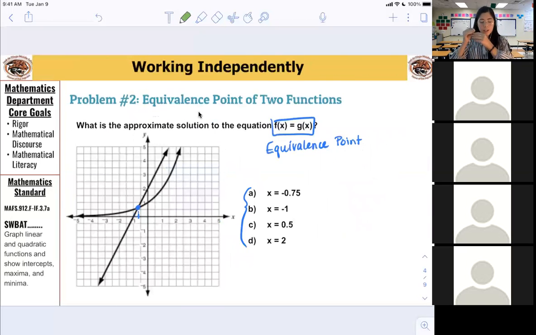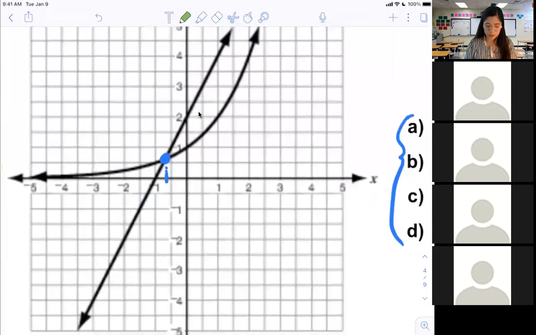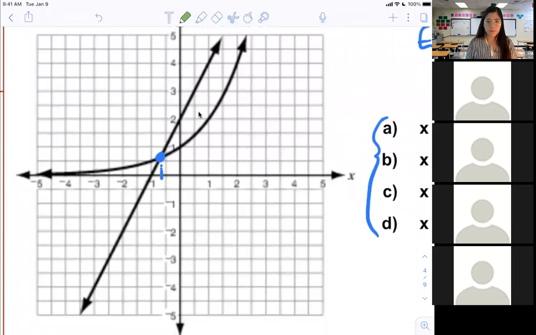So for this one, I actually already have some stuff written because I was working on this with my in-school kids, my physical kids. So we realized that we're looking for the equivalence point because the question is asking me what is the solution to the equation f of x equals g of x. So I'm looking for the place where they are equal. But then we realized that the intersection point is kind of floating in the middle of nowhere. So we have to figure out what number it is falling on the x-axis. So what is that number right there?